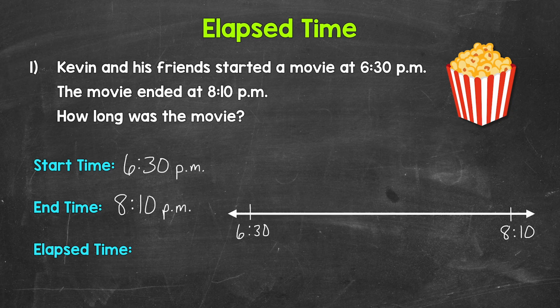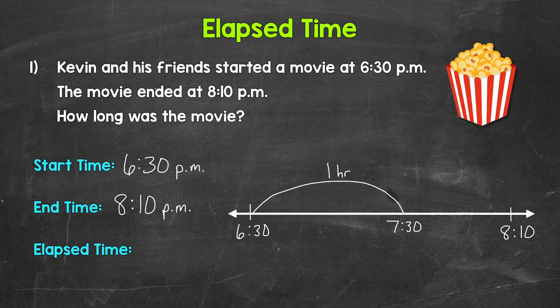So let's start by moving ahead 1 hour from 6:30. Let's make a 1 hour jump from 6:30. So 1 hour here, and that will bring us to 7:30. That 1 hour jump gets us much closer to our end time while keeping our work simple.